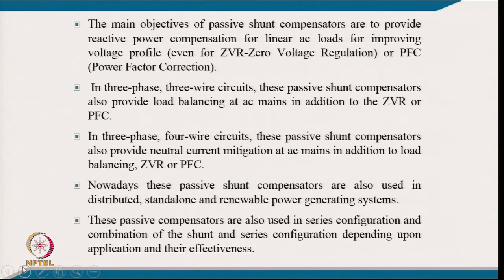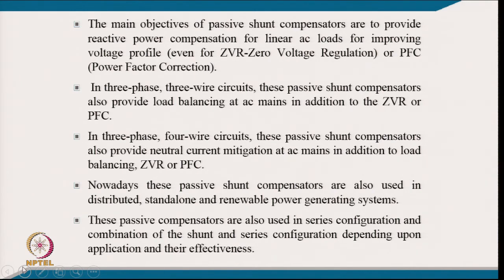Nowadays these passive shunt compensators are also used in distributed standalone or renewable power generating systems. It requires their application because you would like to have neutral current compensation, so that the sources are not loaded because of the reactive power, and they should not have any negative sequence current or unbalanced current.